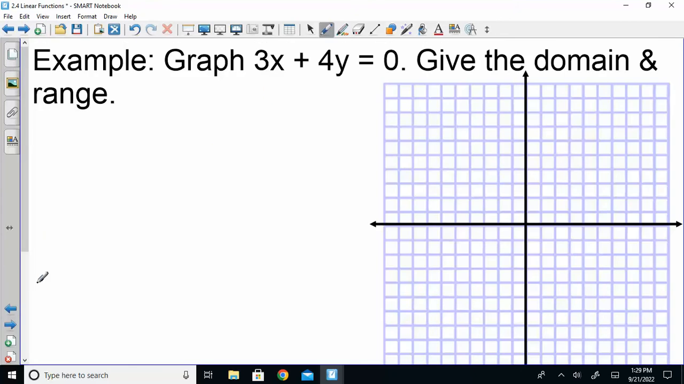What if I don't give it to you in y equals mx plus b form? What if I give you the equation in standard form? How can you graph that? And then divide by 4. So what's the y-intercept of this one? 0. Slope is negative 3/4, so you can go down 3 and right 4, or you can think of it as up 3 and left 4.